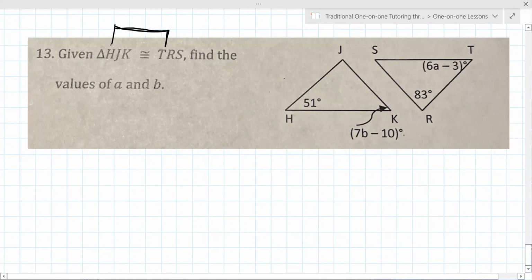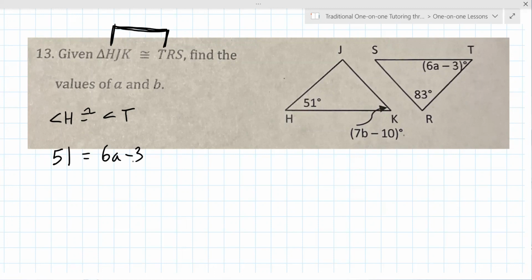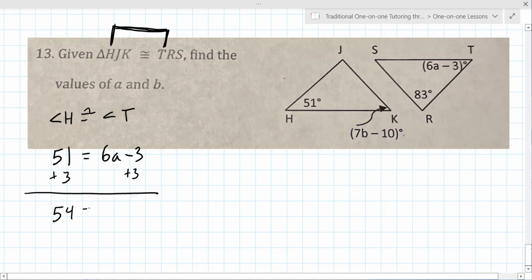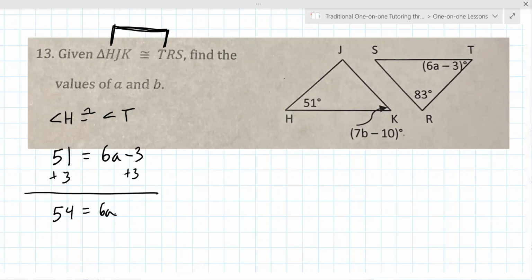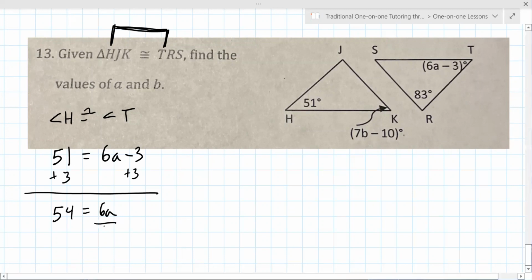Okay, so H and T, do you see how they're the first letter in each of the triangles? Yes. They're congruent. So angle H is congruent to angle T. And that means that 51 equals 6a minus 3. You've got to be able to solve this on your own. Then you add 3 to both sides. And that's 54. Then how do you solve for A? That's 9. A is 9. Very good.